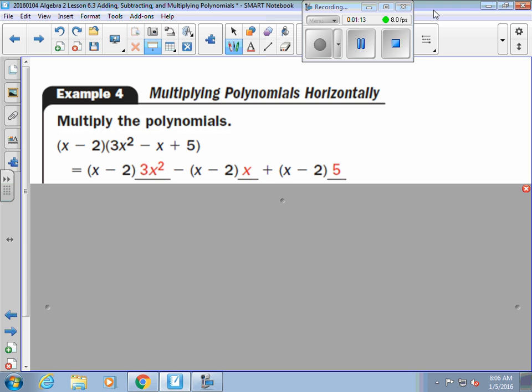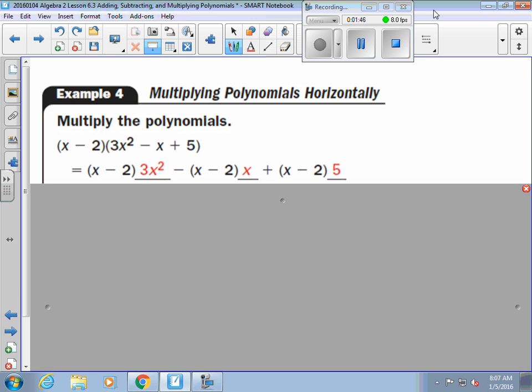X minus 2, this whole binomial times 3x squared. Again, x minus 2 times negative x, where the minus is here. Again, the same thing. You can multiply in any order you want. And x minus 2 times 5. So just distributing. The reason most of us don't do it this way is because most of us don't like having a set of parentheses with a term behind it like this, because we don't like to go backwards with it. That's just out of habits we've created. But it still works the same way.